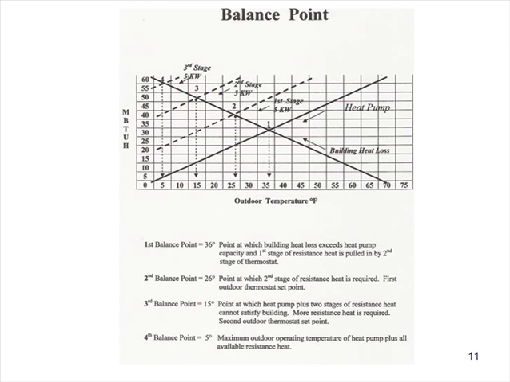Okay, my new balance point is 14 degrees. All right? So what do I do? If the temperature drops below 14, add 18,000 more BTUs in the form of 5 kW. Now, my third balance point is going to be about 5 degrees Fahrenheit.